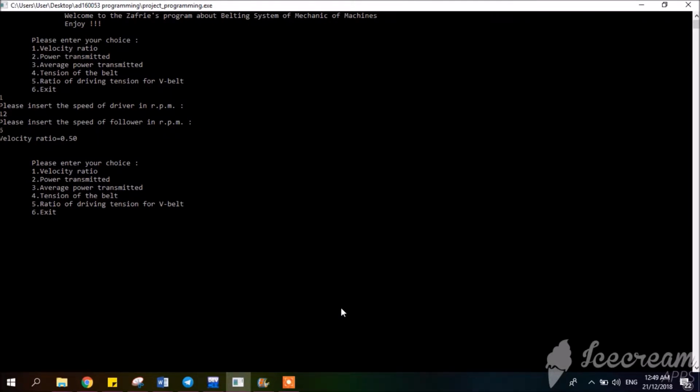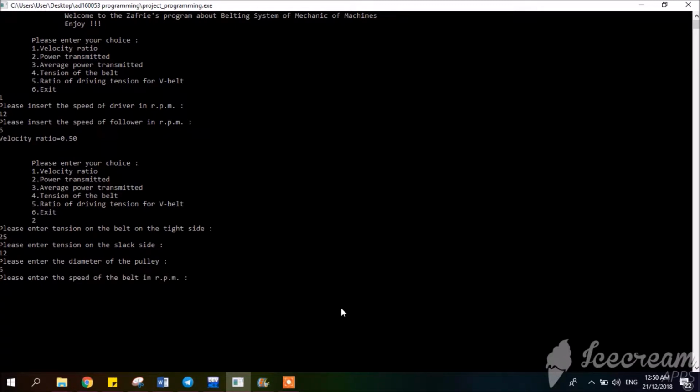We continue with choice number 2, which is power transmitted. The user needs to enter number 2 to calculate the power transmitted. Enter the tension on the belt on the tight side. I put 25. The user needs to enter the tension on the slack side. I put about 12. Next, the user needs to enter the diameter of the pulley. I put 6. Then the user needs to enter the speed of the belt in RPM.